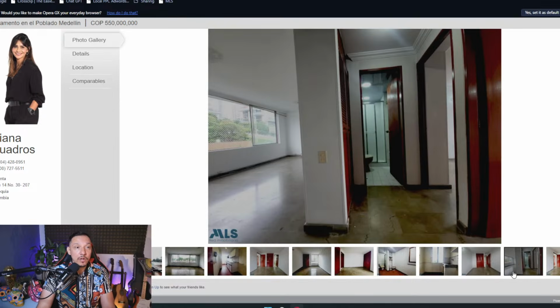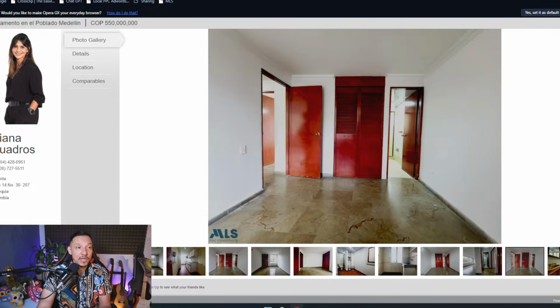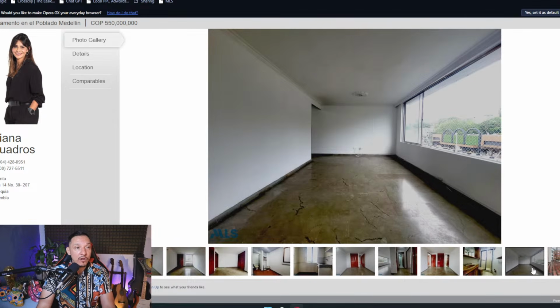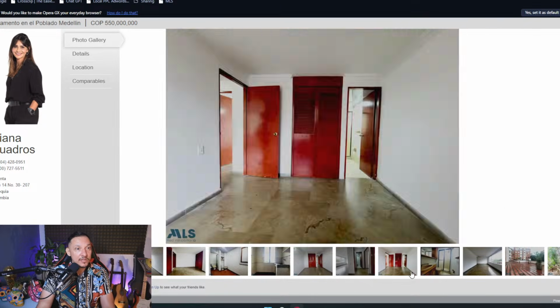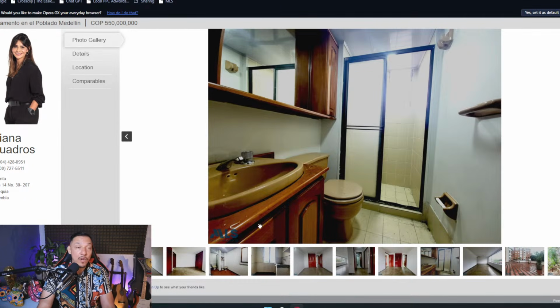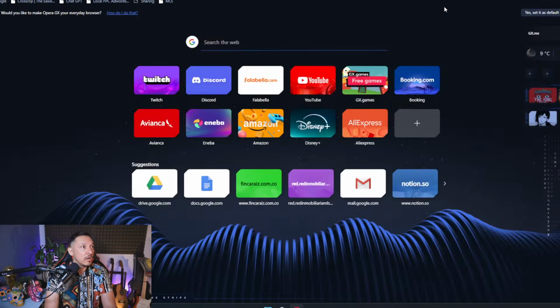But if I were to put it up on Airbnb, I would remodel the kitchen and the bathrooms. Here's the bathroom. Where's the bathroom? I just passed it. There we go. Bathroom needs to be remodeled completely. I would gut this and redo it. I'm going to tell you how much it costs to remodel something like this. Let me show you.